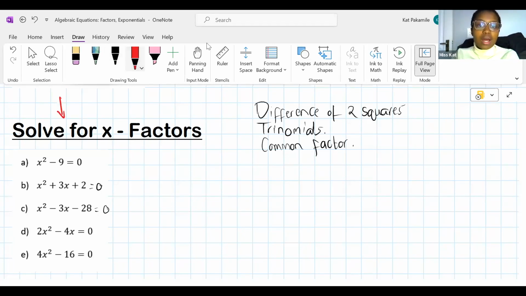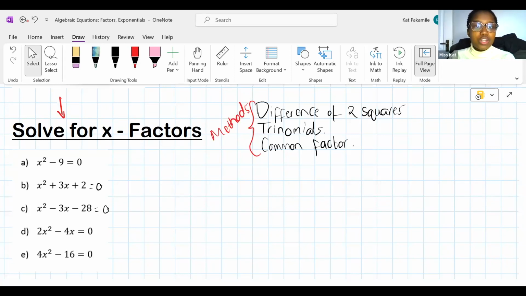So now that Bontle has so nicely reminded us of the methods of factorization, tell me for number A, which one do we use? Is it a difference of two squares? Is it a trinomial? Or do we have a common factor? This is how you're supposed to do it in your test. You ask yourself, is this question difference of two squares? Is there a common factor? Is this a trinomial? Then you take it from there.